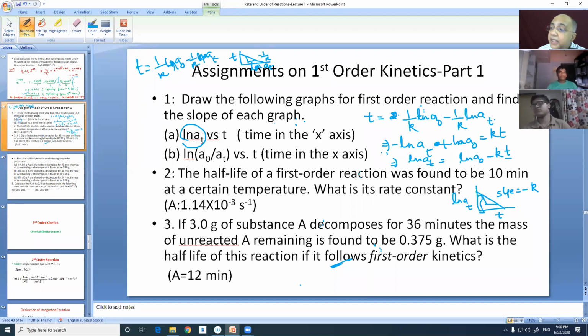Who did it correctly? Raise your hands. You have to change the equation according to the requirement. Not necessarily what we did in the class will remain the same for every graph. If a slight change in the equation happens, then the slope changes. The nature of the graph may not change, but the slope will change, and the intercept will also change. So you do these things at home.